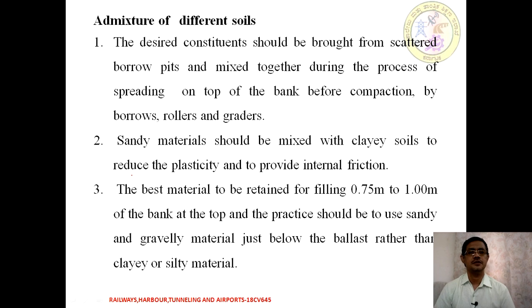Moving on to the first method of stabilization, that is admixture of a different soil. The desired constituent should be brought from the scattered borrow pit and thoroughly mixed together, then spread on top of the bank before compaction, rolled and graded. For example, if we have a uniform mixture of silt, then sand or some amount of gravel should be mixed thoroughly, then laid, graded, and compacted. That is the idea of admixing different proportions of soil.